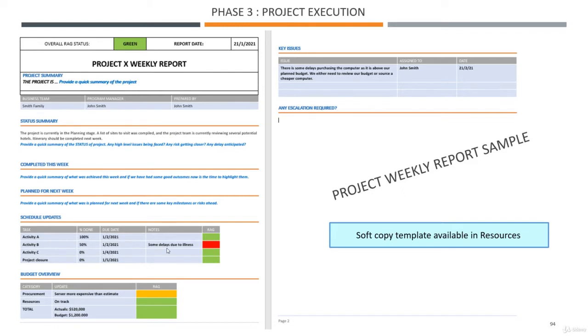I like this visual way, so it's very quick for them to see your status for schedule. Green, green, green. Oh, there's a red here. Let's have a look what it is. As opposed to just words. Budget overview the same. So here, green, green, green. Oh, amber. Server more expensive than estimate. So they can have a quick look. Key issues, that's the one that we want them to have a look at, and usually it flows on to escalation. So that's pretty much it. Next we go into cost.